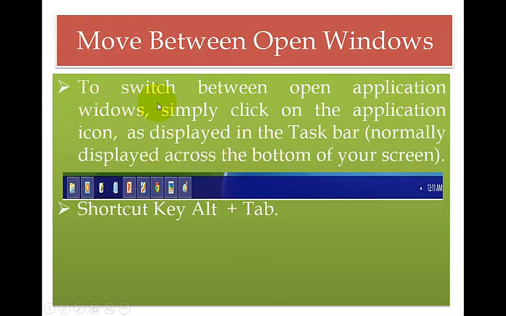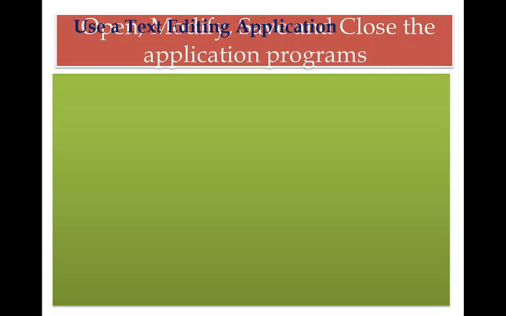Yeah, the same thing. To switch between the open application windows, simply click on the application icon displayed in the taskbar, normally displayed across the bottom of your screen. See here, these are some of the open icons. Whenever you want to switch between these applications, you just click it, and the corresponding application will open. Or else use the keyboard shortcut Alt Tab to move between them. If you are using Windows 7 and Windows XP, you may use the Windows plus Tab key, which is also used to move between the open windows.